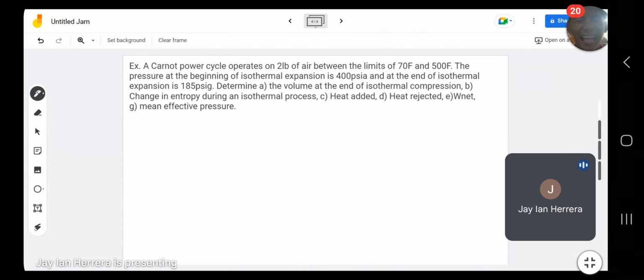B, the change in entropy during an isothermal process. C, the heat added. D, the heat rejected. And E is the net work. Lastly is the mean effective pressure.